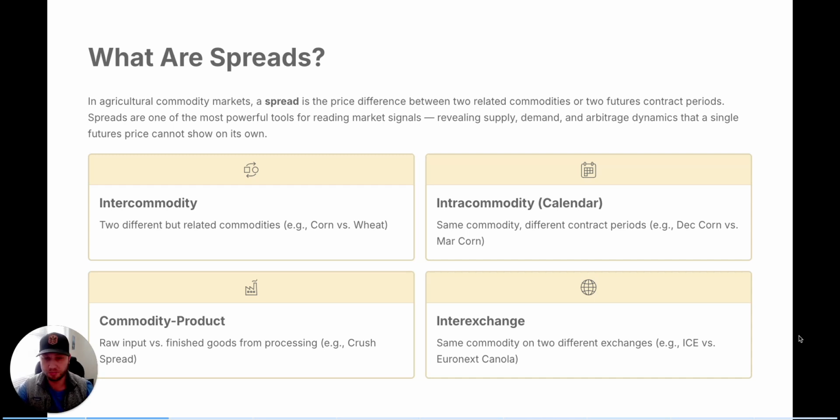Then there's also the commodity product spread. You've probably heard this spoken about as well, under different names specific to the commodity, like the crush spread. It's your raw input and your finished goods from processing. So think about your crush spread for ag, or in energy, if you've heard of the crack spread. The last one here is the inter-exchange. It's the same commodity, but traded on two different exchanges. So think about ICE versus Euronext canola. Generally on these ones, they are exchanges from different countries, different continents, that sort of thing.